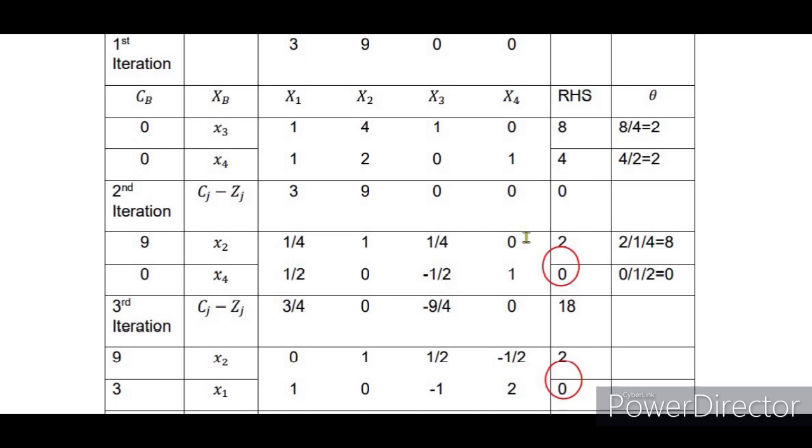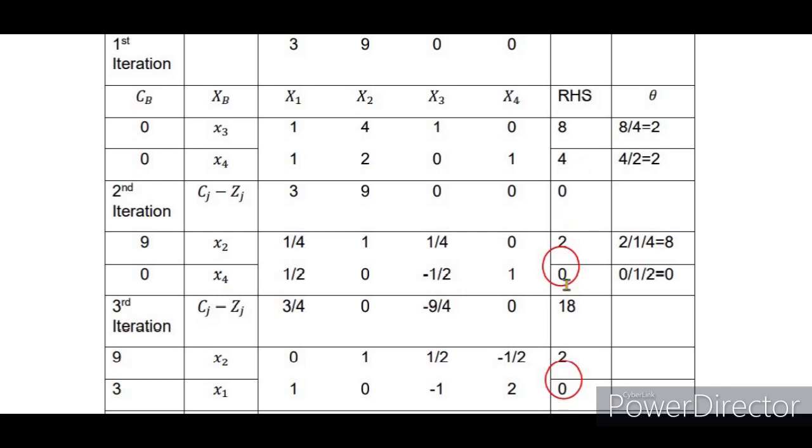Next, 0 times 2 is 0. So the previous value is 1. So 1 minus 0 is 1. Okay, so 2 times 2 is 4. So the previous value is 4. So 4 minus 4 is 0.